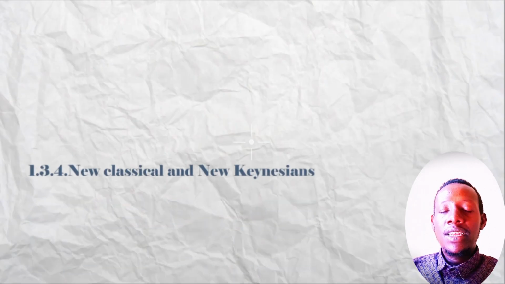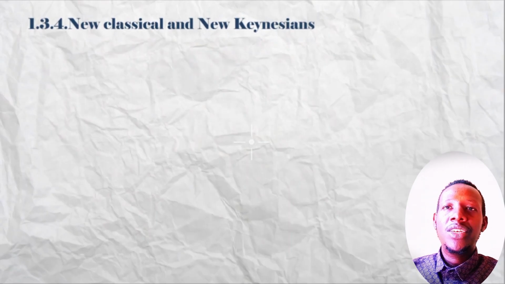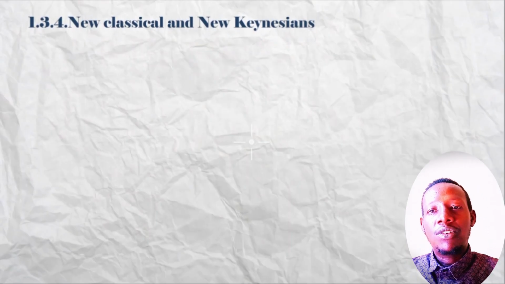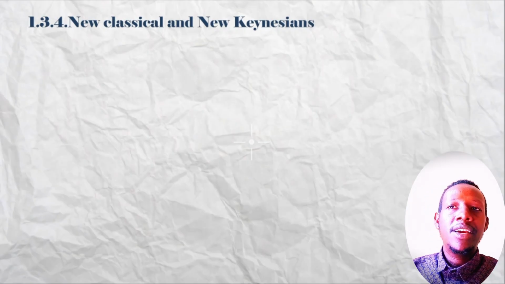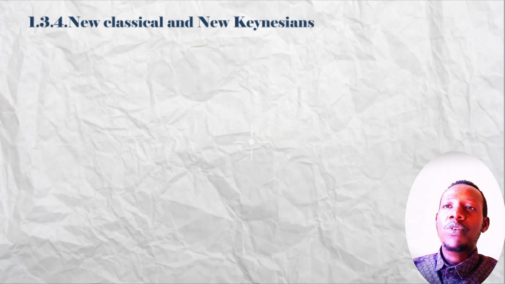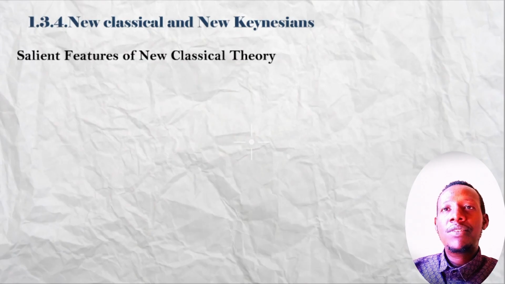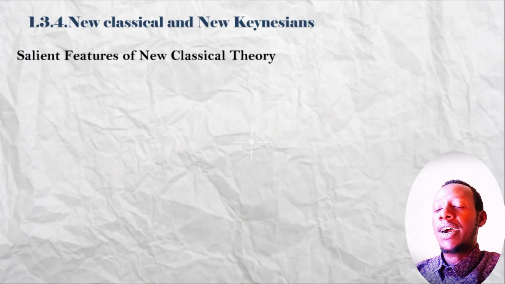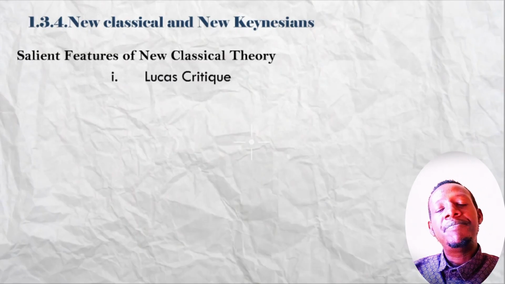So the last section is regarding the new classical and new Keynesian theory. I mean new Keynesian and new classical economics theory. The new classical economists carry forward the classical idea through newer tools of analysis. Actually, there are salient features of the new classical theory, and the important features of the new classical economics are mentioned here. So the first one is the Lucas critique.